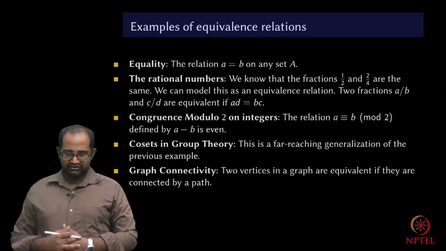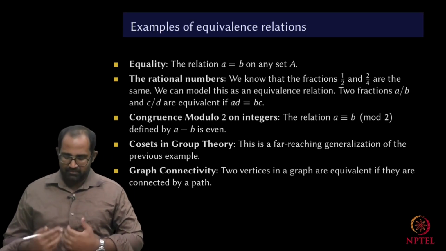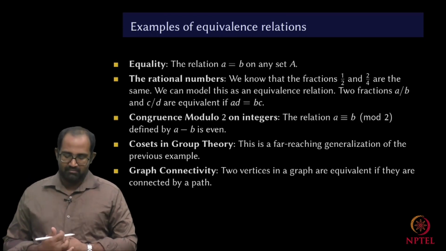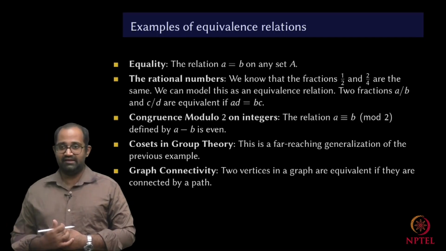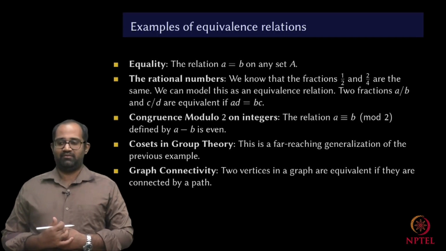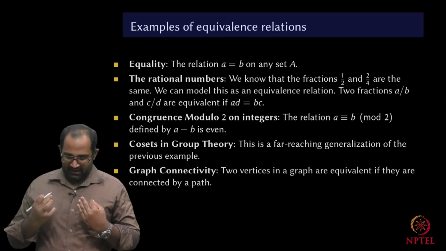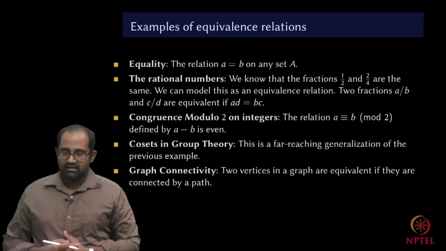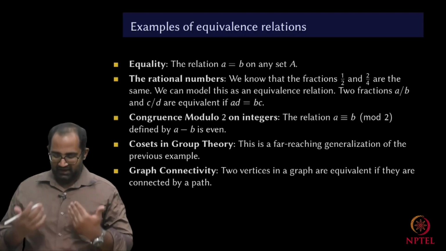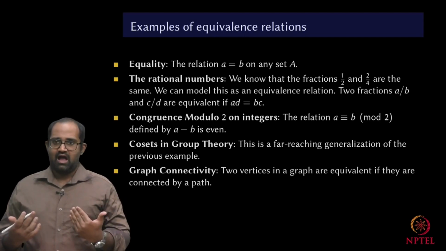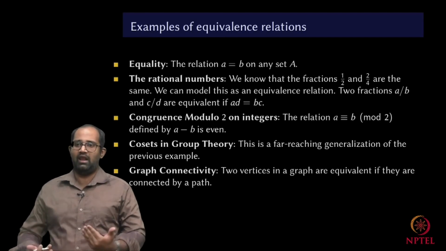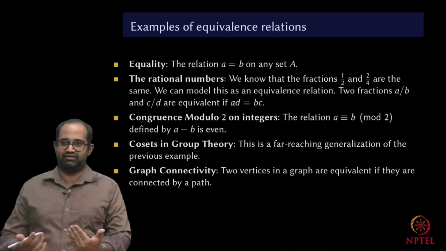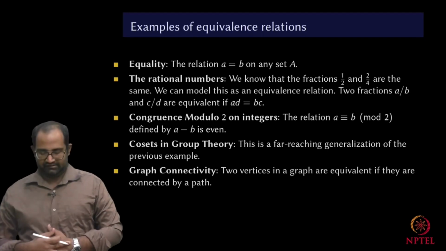So, on the collection of all fractions, we can put a relation that says that two fractions A by B and C by D are equivalent if AD equals BC. Then each rational number, if you think about it, is expressed in infinitely many ways as fractions, and what this equivalence relation will allow us to do is to treat any fraction that represents a rational number with equal status.